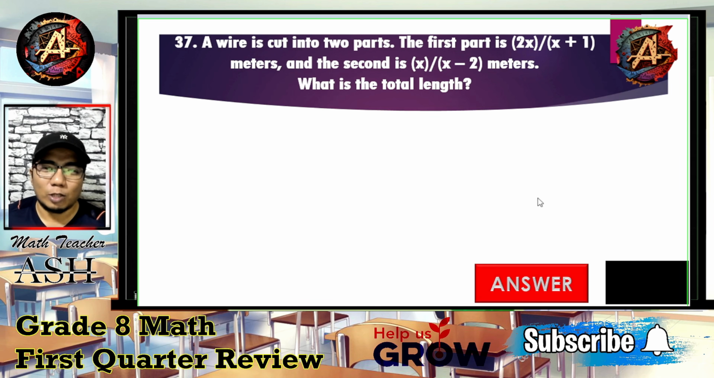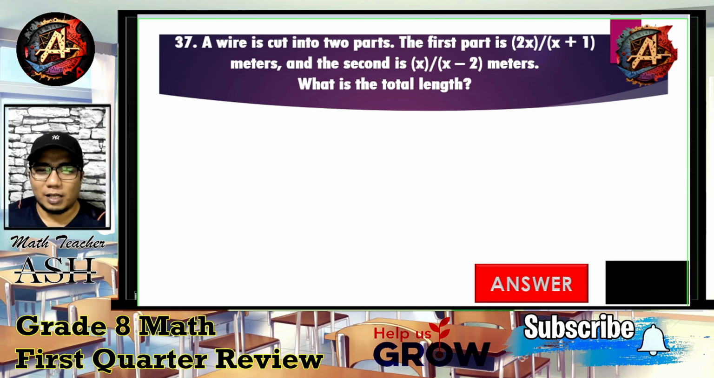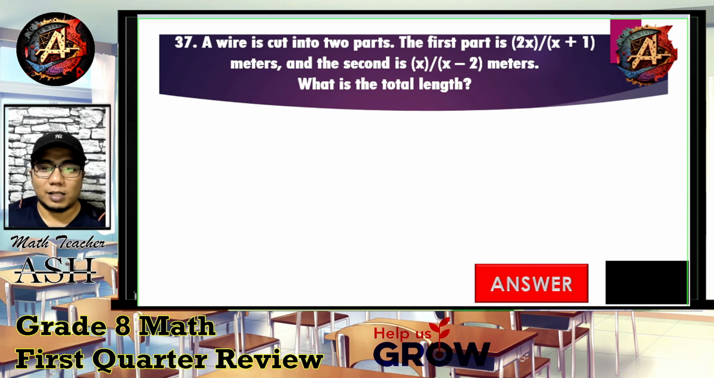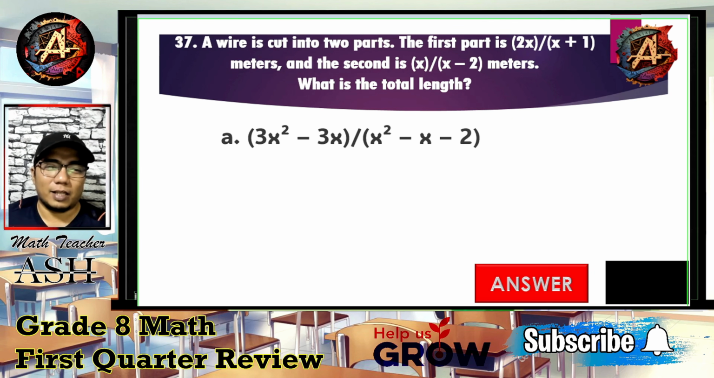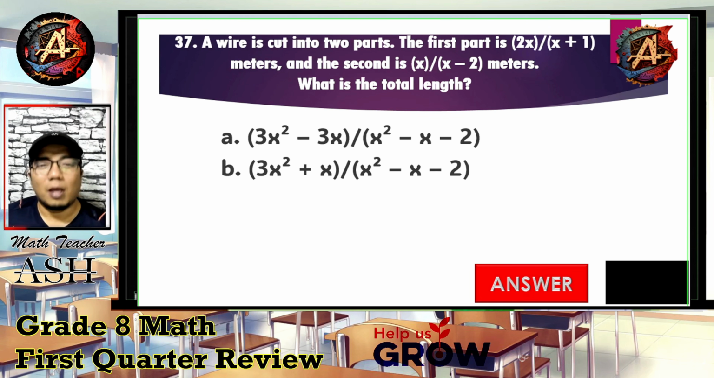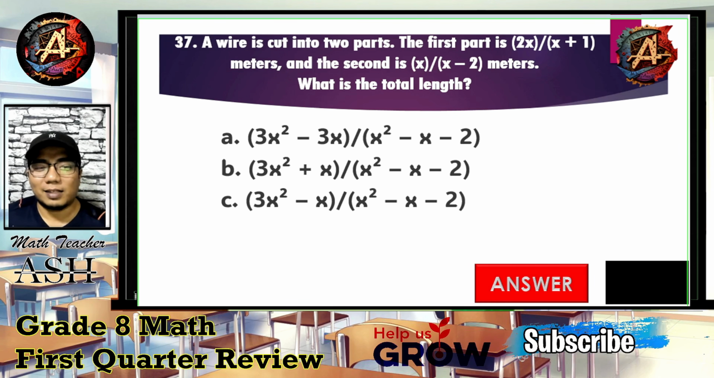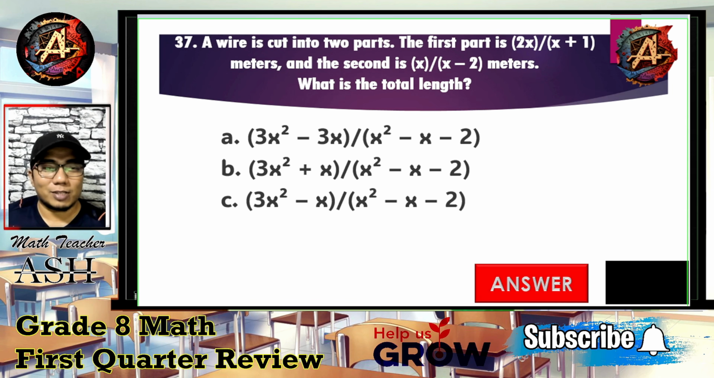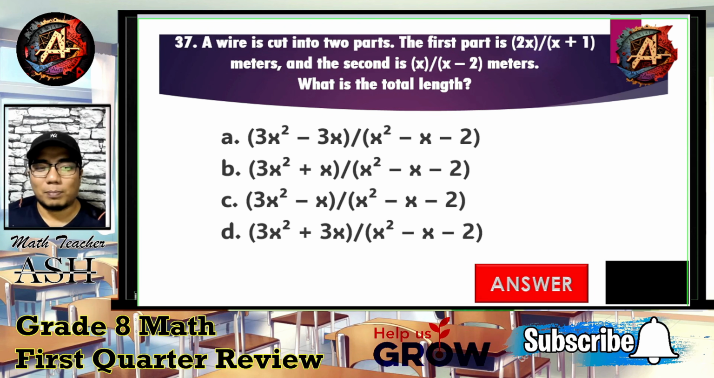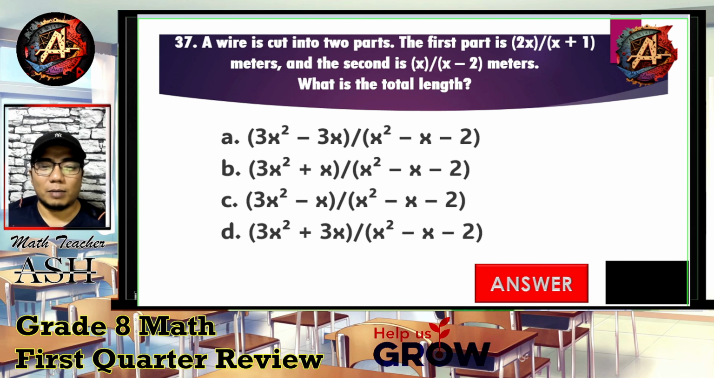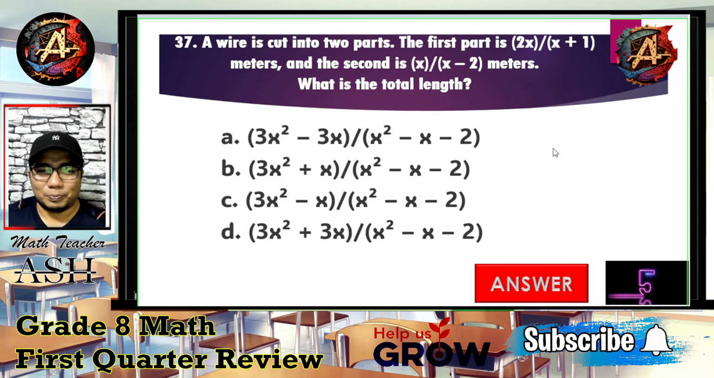A wire is cut into two parts. The first part is 2x over x plus 1 meters, and the second part is x over x minus 2 meters. What is the total length? Okay, is it A, 3x squared minus 3x over x squared minus x minus 2, B, 3x squared plus x over x squared minus x minus 2, C, 3x squared minus x over x squared minus x minus 2, or D, 3x squared plus 3x over x squared minus x minus 2. I'll give you 5 seconds to think about your answer.